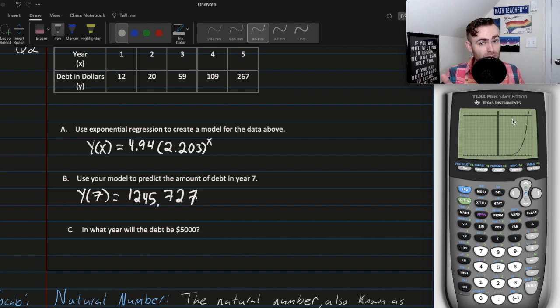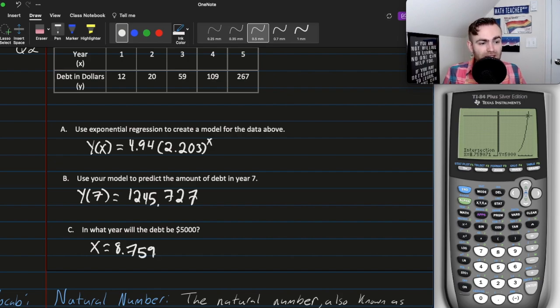We want to see an intersection on our screen, and we do. Awesome. So we're going to go to second, calculate, and we want to find the intersection. So first curve, enter, second curve, enter, and the intersection is, the Y value is 5,000, makes sense, but the X value is equal to 8.759. So if it asks in what year would the debt be 5,000, it would be in year 8, so on and so forth. You write the debt would be so on and so forth, right?